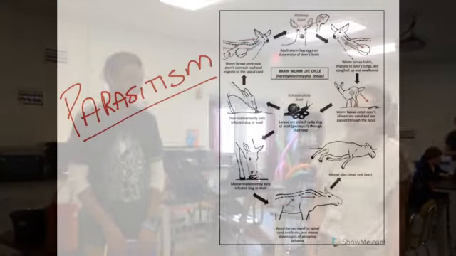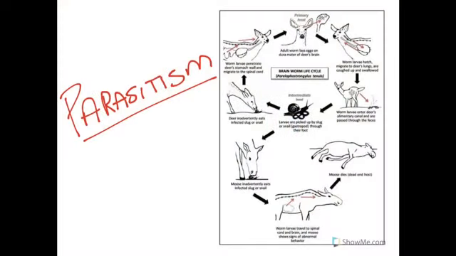Today we will be talking about relationships. Not that kind of relationship, symbiotic relationships. So the first relationship we're going to talk about today is parasitism. Now, parasitism is a relationship between two organisms where one organism benefits and the other is hurt.